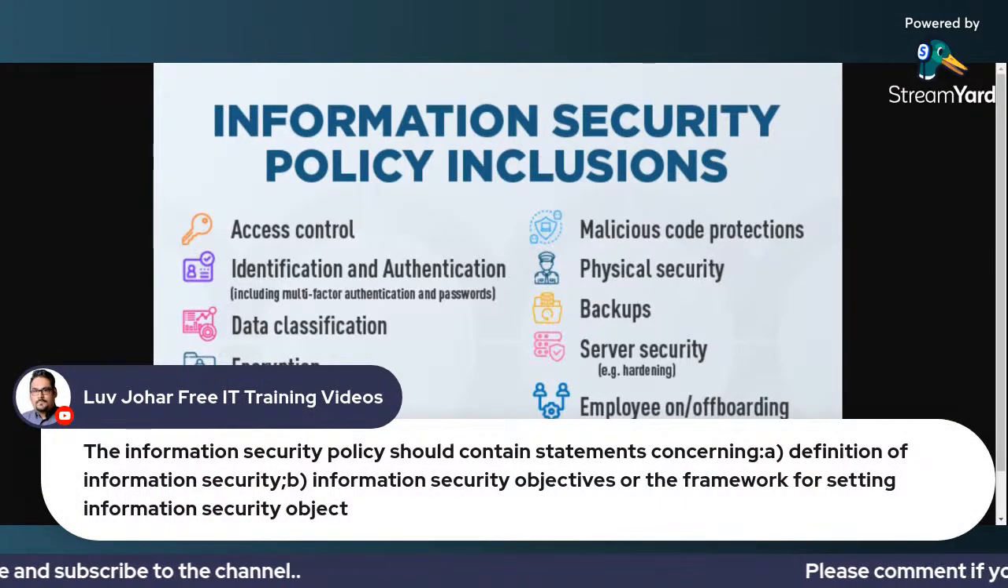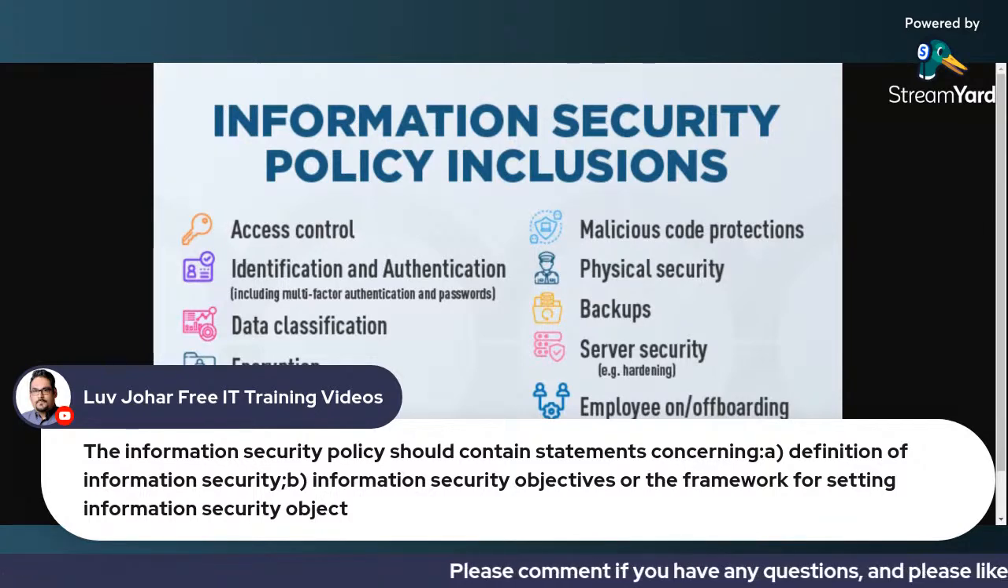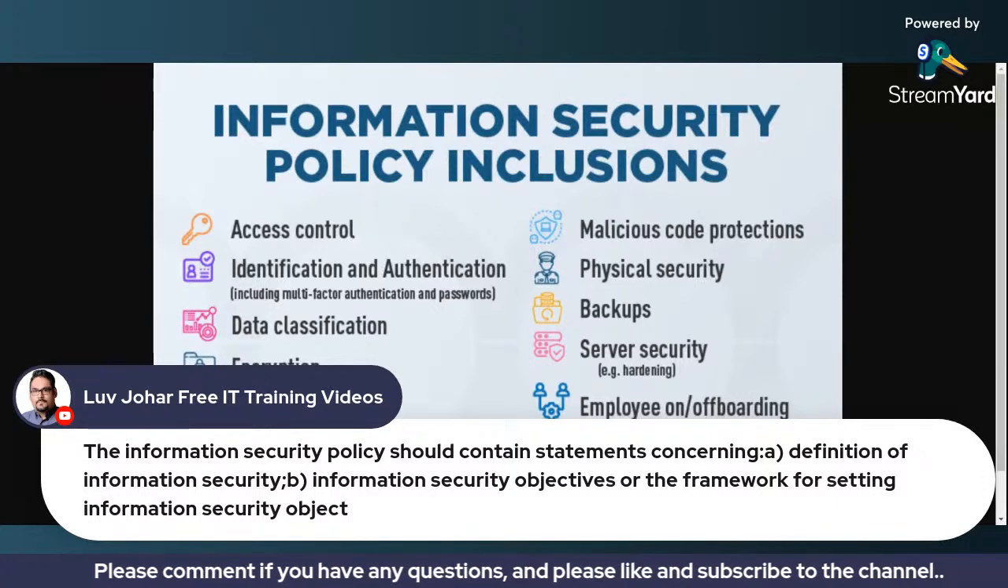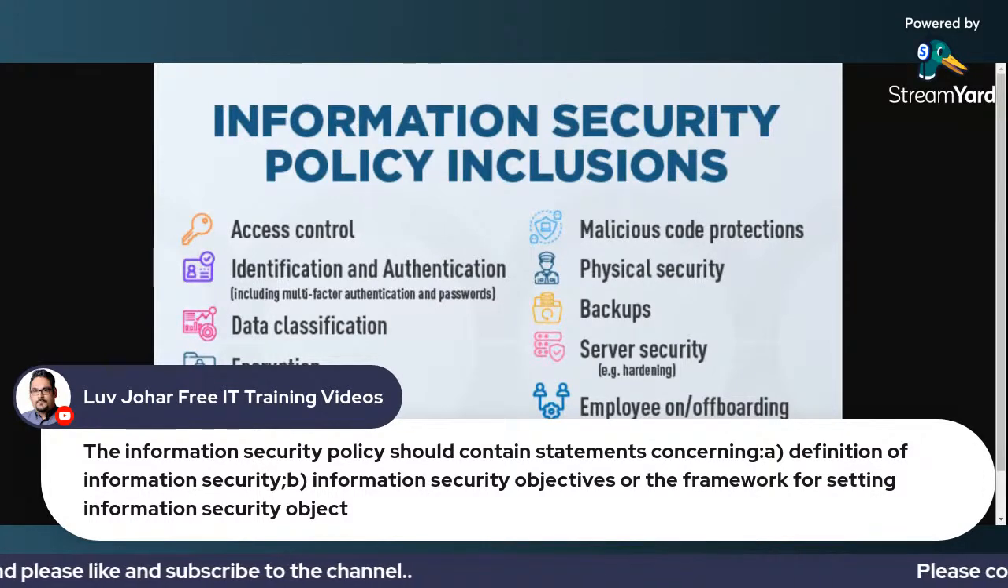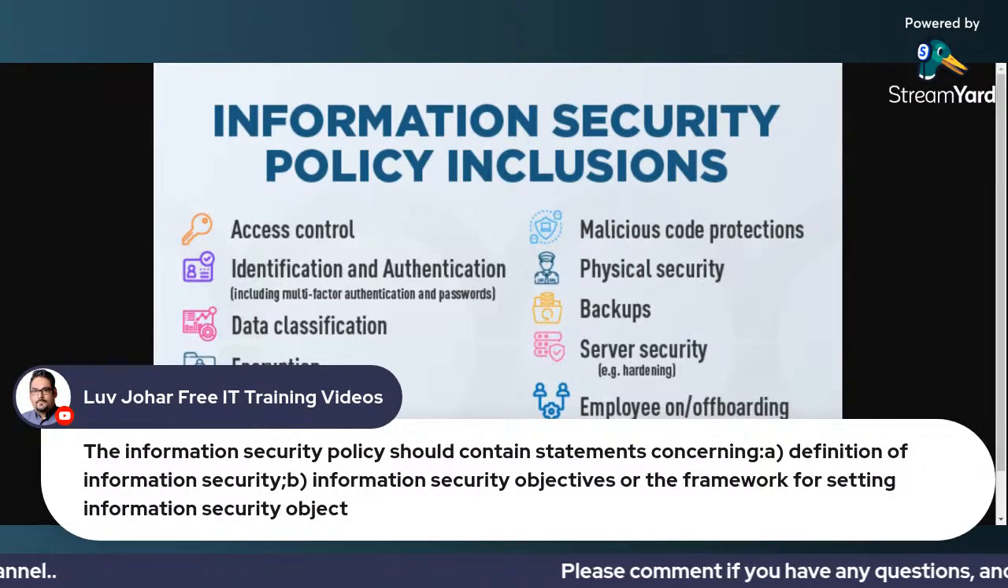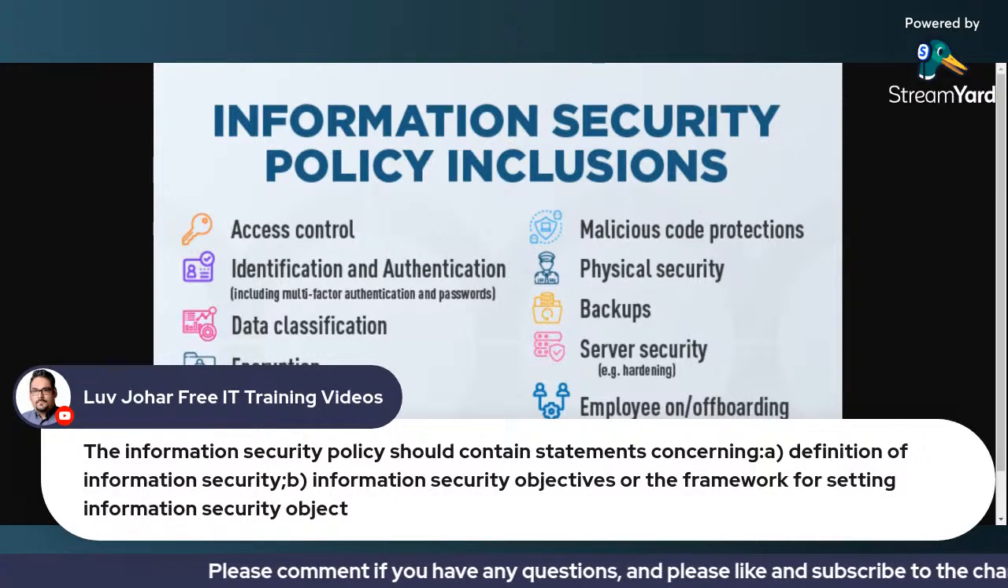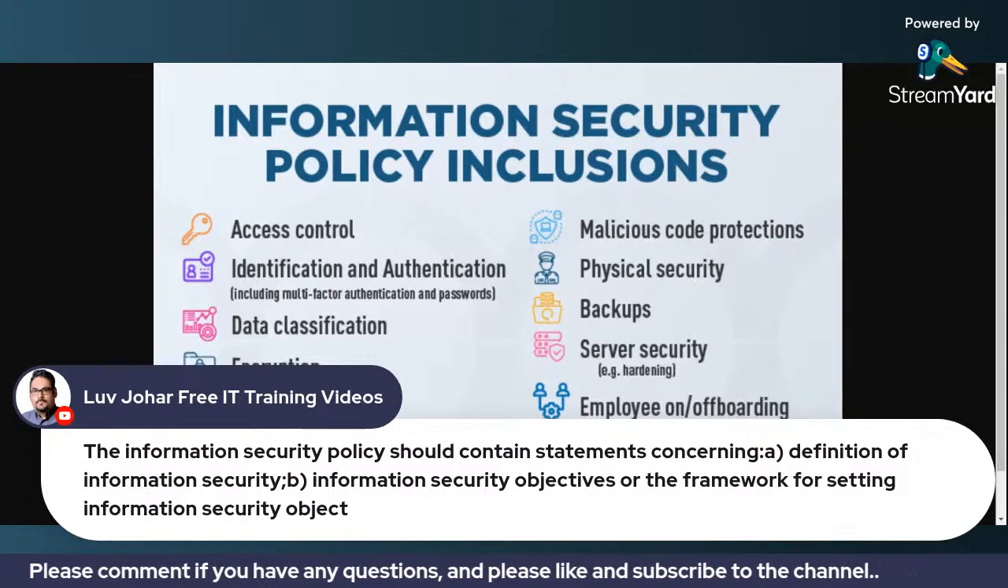Now, in the next step, it is saying that the information security policy should contain statements concerning: a, a definition of information security; b, information security objectives or the framework for setting information security objectives. So it is saying three things now. Now it is talking about statements. What kind of statements should be there?